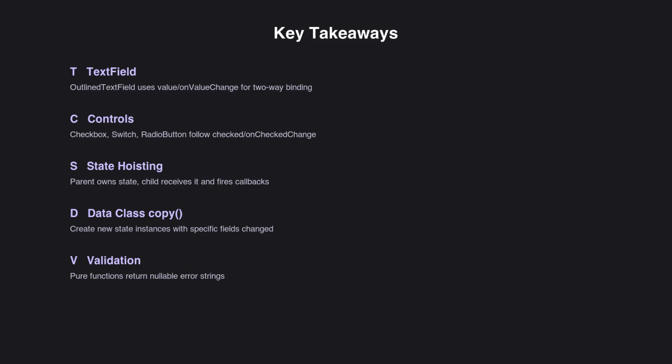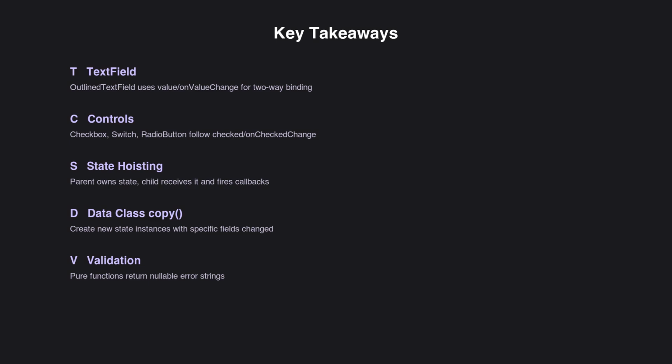Let's recap the 5 key things we learned today. First, OutlinedTextField. It uses value and onValueChange for two-way data binding. Second, input controls. Checkbox, switch, and RadioButton all follow the checked, onChecked change pattern. Third, state hoisting. The parent owns the state. The child receives it as parameters and fires callbacks.